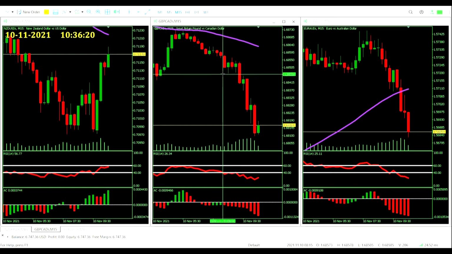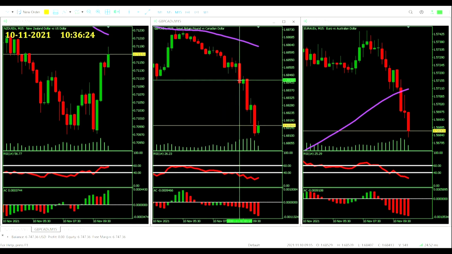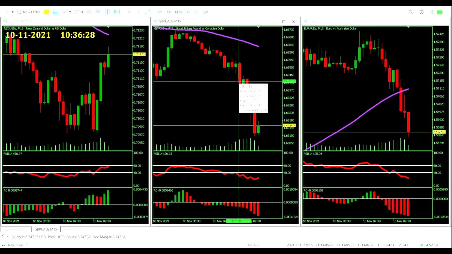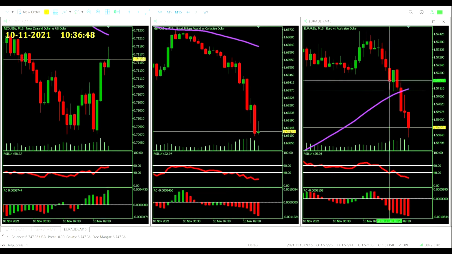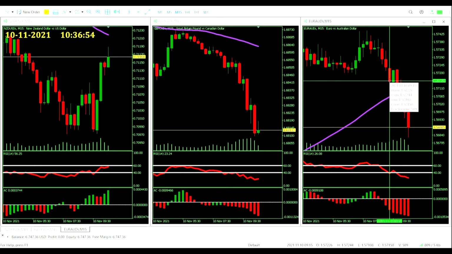Great British pound Canadian dollar. Well, you either would have been in a buy trade here or here. So neither one of those are looking particularly good for your prospects at the moment. And the euro Australian dollar on the right. Do you know, you wouldn't have got in here because that was actually filtered out by the moving average.